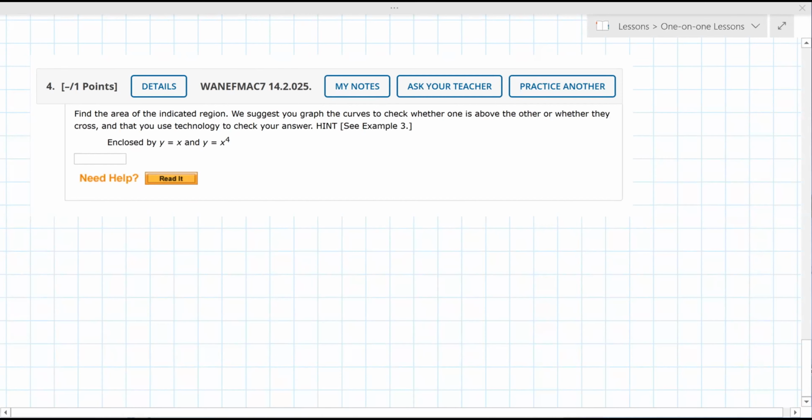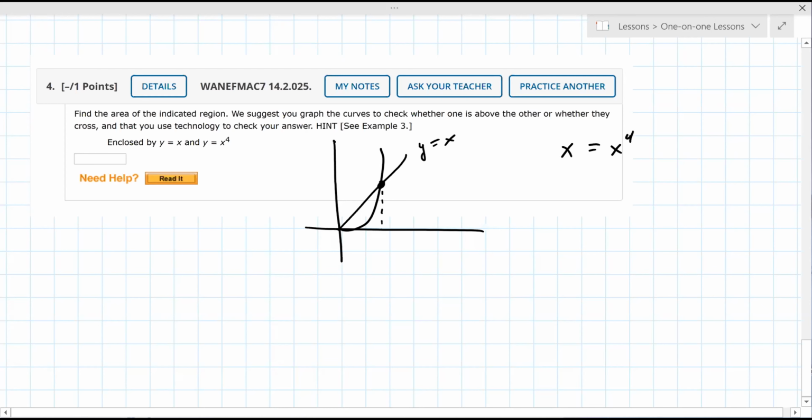This is the next level up, where maybe you don't know where these graphs intersect. You have to know what these graphs look like. You could graph them, obviously. There's y equals x, and there's x to the fourth. You need this point, the x value. To find that by hand, you set x equal to x to the fourth, or you can just graph it and find the intersection. It ends up being at 1.